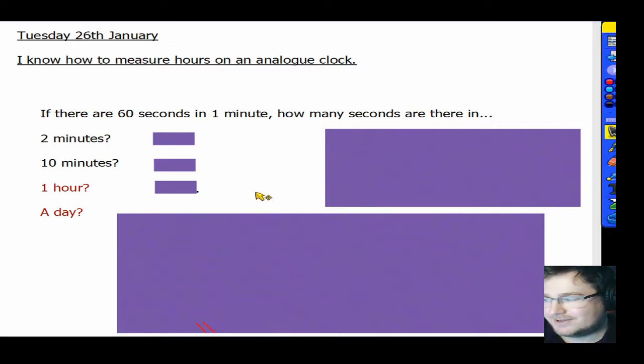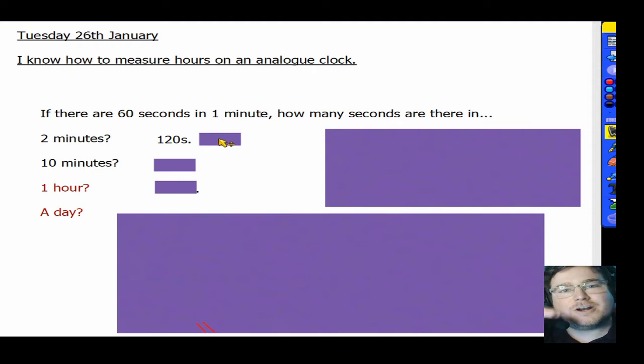Welcome back. How did you do? Let's see. 2 minutes. Well, 60 seconds is one, so 60 times two. Two lots of 60. 120. You could have done 60 add 60 in column addition. You could have done that, or if you knew 2 times 6 and then times it by 10, you could do it like that as well.